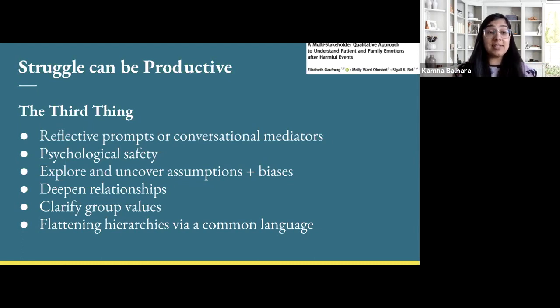Metaphors accessed, for instance, through images allow for greater observation and understanding, and especially exploration of deeply held assumptions. And the use of art as a third thing has been shown to deepen relationships and clarify values amongst a group working together. Finally, using art or third things to talk about different or difficult topics allows us to flatten traditional hierarchies and discover a common language.